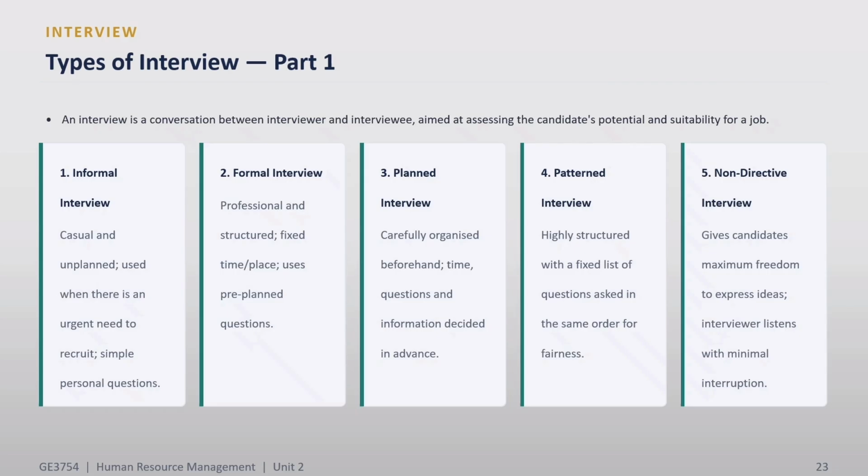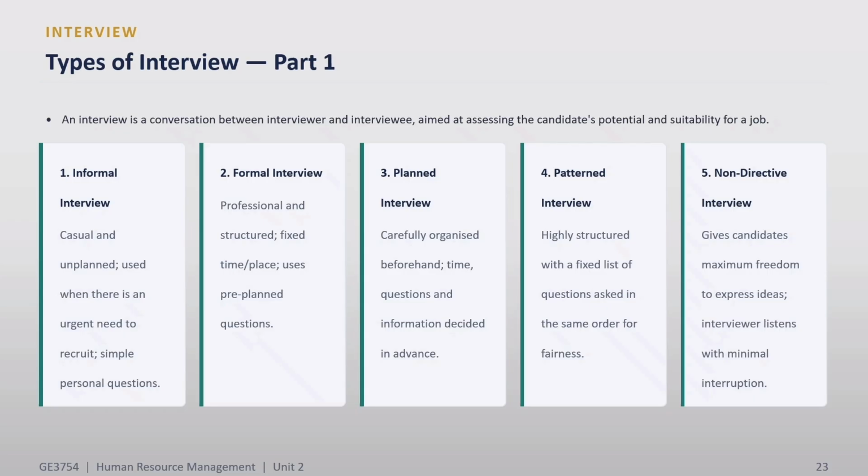An interview is a conversation between an interviewer and an interviewee. Its purpose is to assess the candidate's potential and suitability for a particular job. There are different types of interviews. The first type is informal, and the second type is formal. The first type may be used when there is an urgent requirement to recruit an employee, and the second type is used when the time and place are fixed, and the interviewers generally use questions prepared in advance.